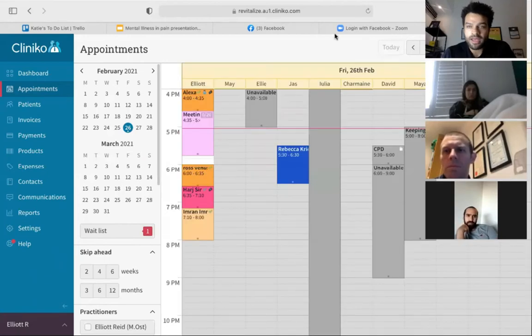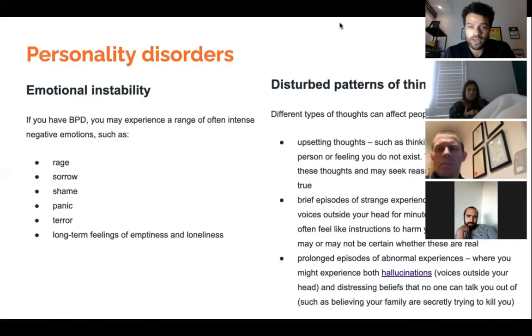We want that patient, as much as we can, to become the hero of their own story, the hero of their own presentation. If they have attachment issues, this can sometimes be a bit of an issue in empowering them. Disturbed pattern of thinking. So we've got here upsetting thoughts, dread, guilt, brief episodes of strange experiences. So like noisy heads, that's quite a common thing, where they feel that they've got these negative automated thoughts.